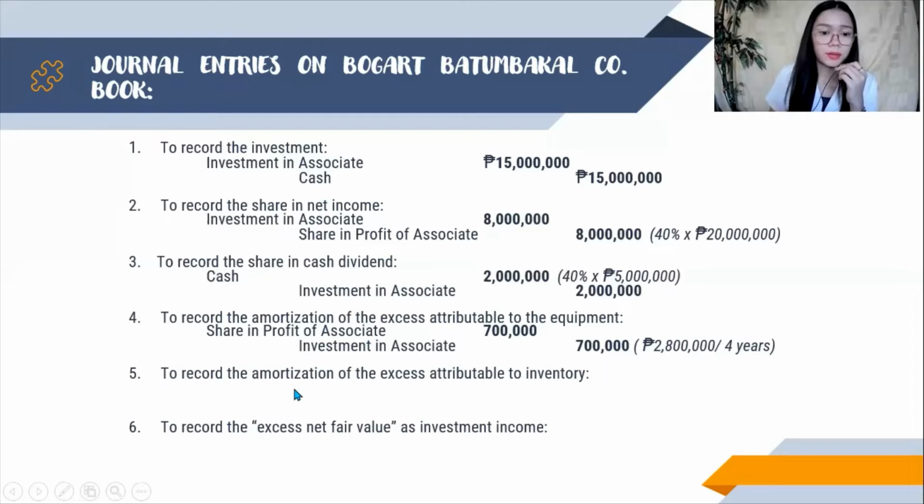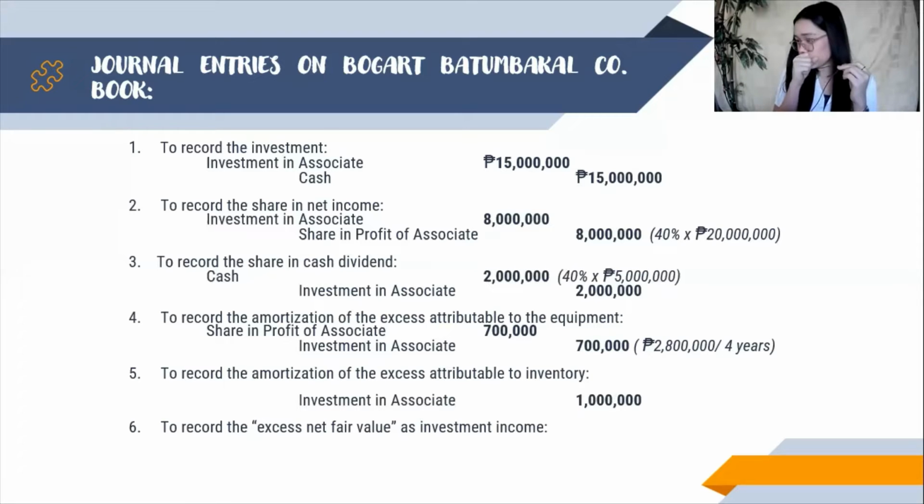So, to record naman dun sa amortization of the excess attributable to goodwill, assuming ay sinabi naman sa problem na nabenta na yung inventory, nabenta lahat yung inventory during the period. So yung share natin doon na 1 million is i-expense natin. So babawasan natin yung investment in associate natin ng 1 million.